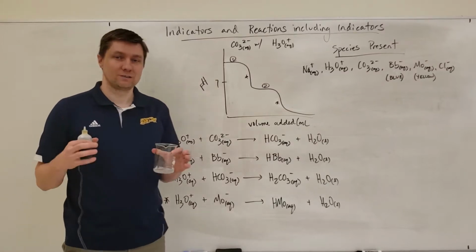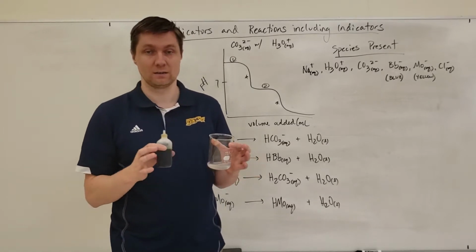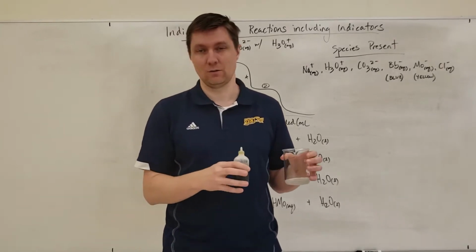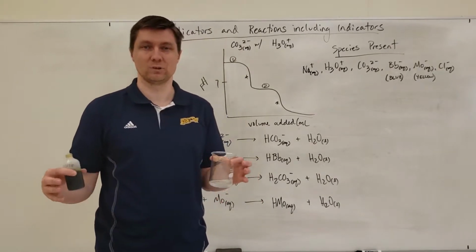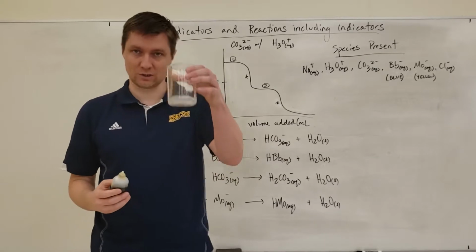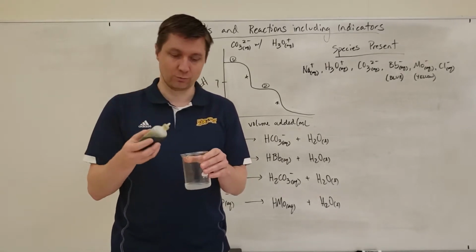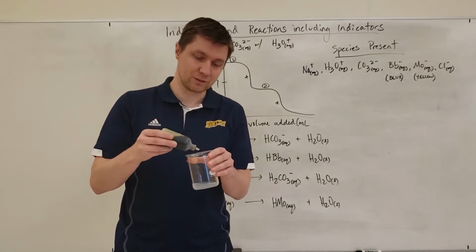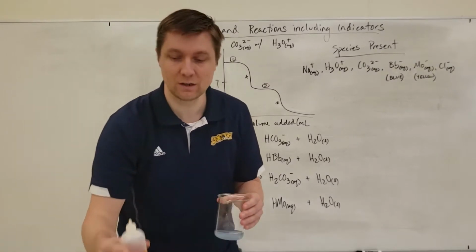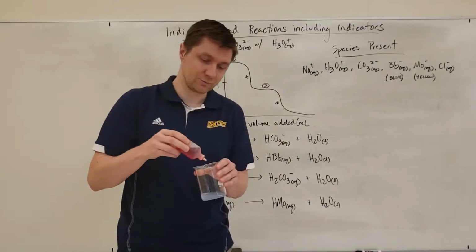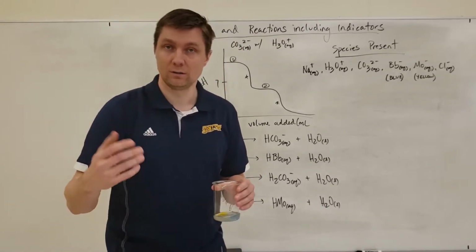Okay, so I want to show you guys just a quick little demo about indicators, and then I'm going to show you how to write indicator equations or Bronsted-Lowry equations using indicators in there to help you describe what's happening. So this is just a carbonate ion solution, CO3 2 minus. I'm going to add some bromothymol blue to this, which just means that I'm going to be adding some Bb minus ions to this solution, and then I'm going to add some methyl orange, which just means that I'm going to be adding some MO minus ions to the solution.